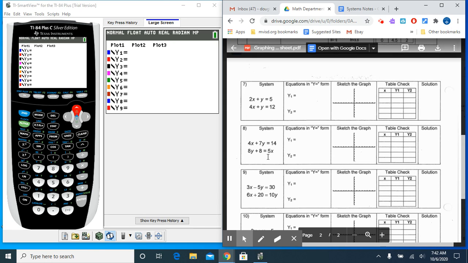And if you only get one line on your calculator or on your graph, then that means one line is set over the other one. They're the same line, so that's all real numbers.